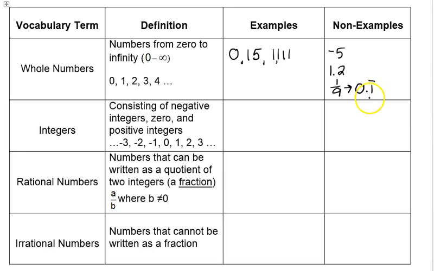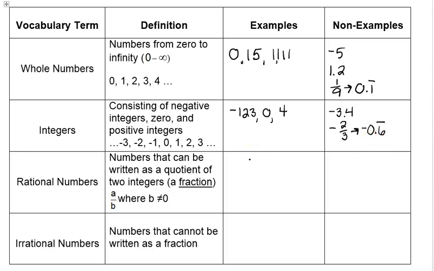Our next definition is integers, and integers are negative integers, 0, and positive integers. So some examples of this would be -123, 0, and 4. Some non-examples would be -3.4, because that is a decimal, not an integer. -2/3 would also be a non-example, because -2/3 can be written as the decimal -0.6 repeating, and that's a decimal, not an integer.